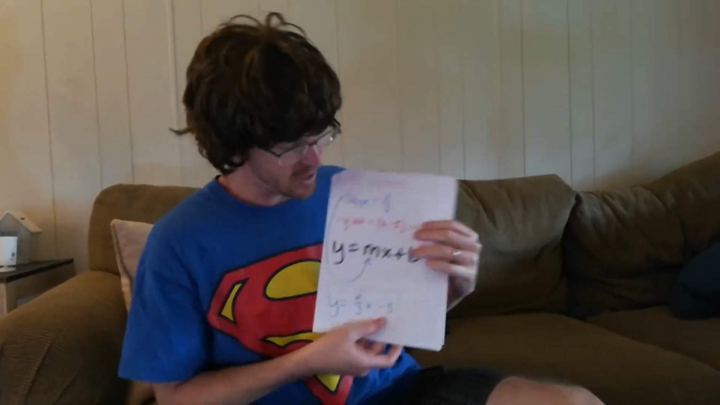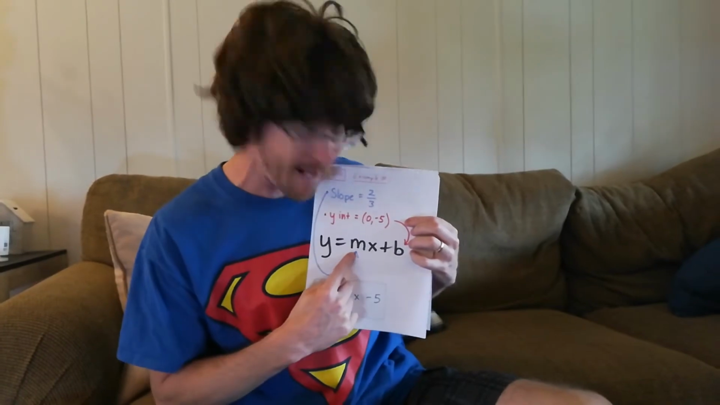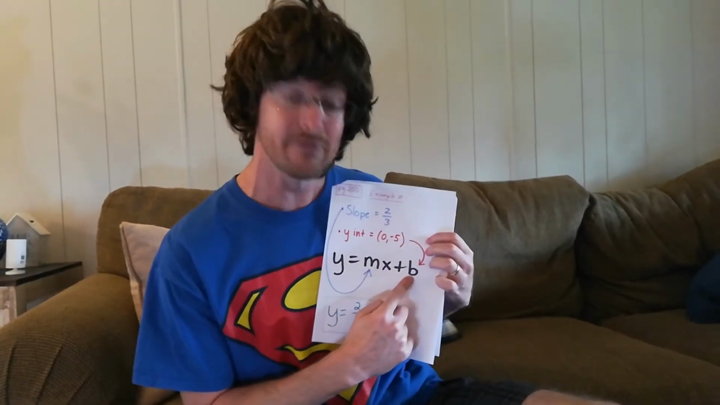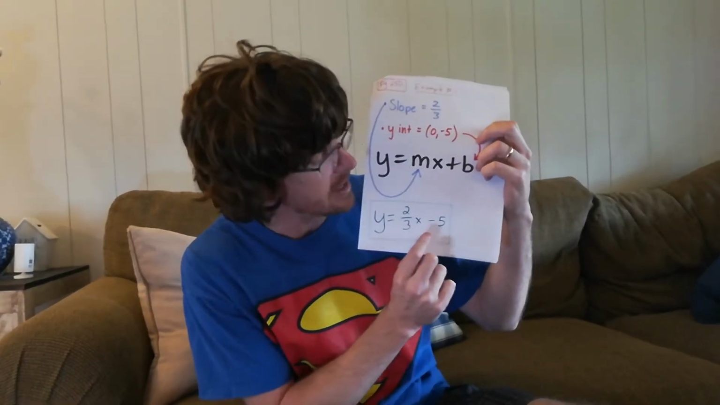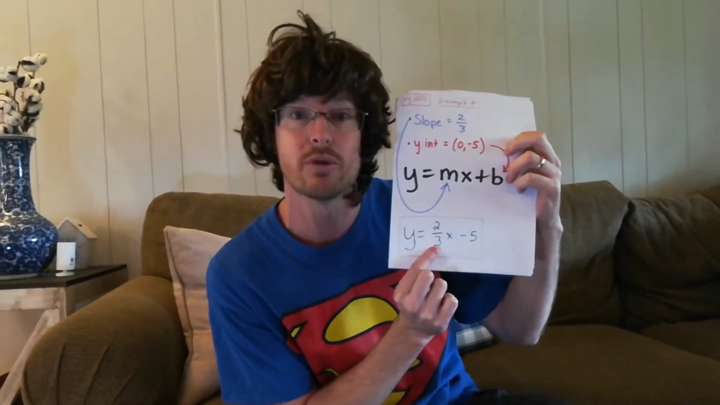All right, so we got y equals mx plus b. My m value is the slope, so I'm going to plug that in right there, and then my y-intercept goes right there in for b, and when you do that, you get y equals 2/3 x minus 5. That's the y-intercept at -5. That's the slope there at 2/3. Are you with me?